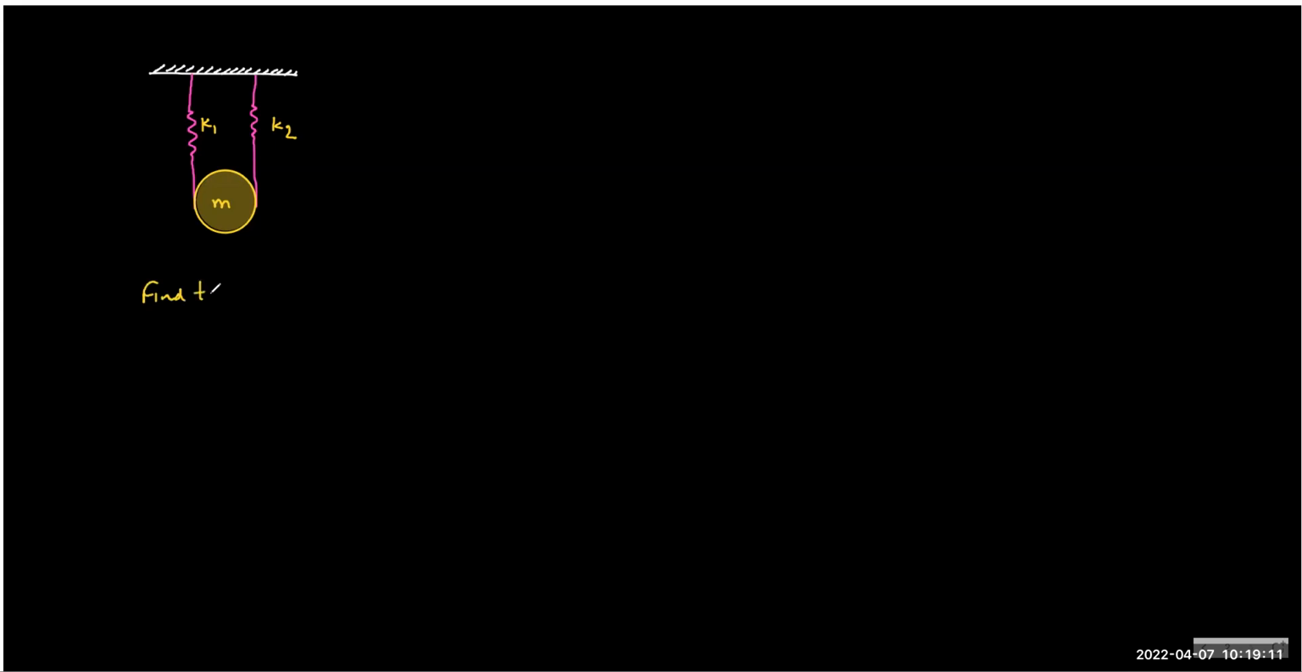Find the time period of oscillation. Do this question. 2 pi root m by k1 plus k2? No. Sir, but the springs are attached in series. They are in series, right? Springs are. Do it from basic. So assume the pulley goes down by x, the springs elongate by x1, x2, then solve it.